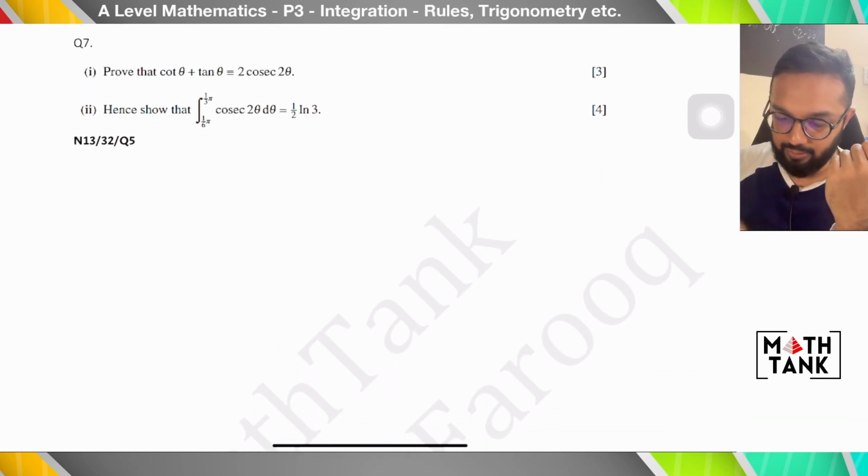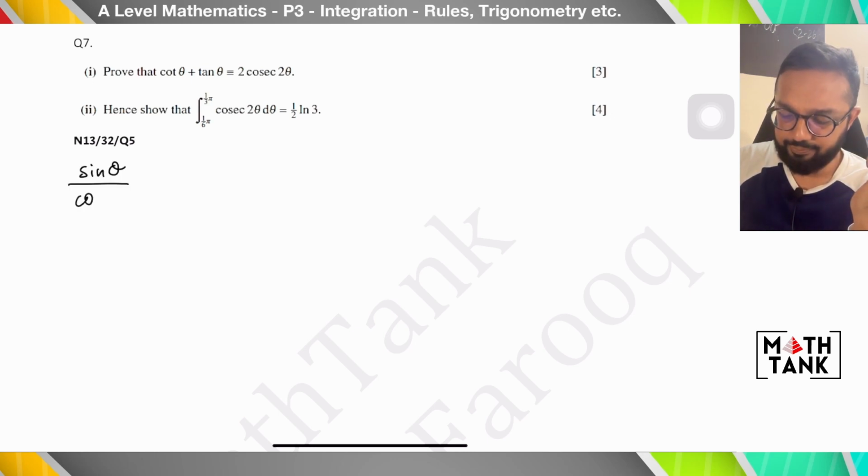Moving on to the next question, I have this. I have to first prove the identity to you. So I'm going to use the left hand side in this case because it's going to be difficult to break the right hand side. I have sine theta over cos theta plus cos theta over sine theta plus sine theta over cos theta.